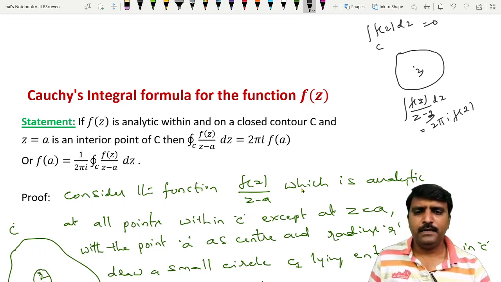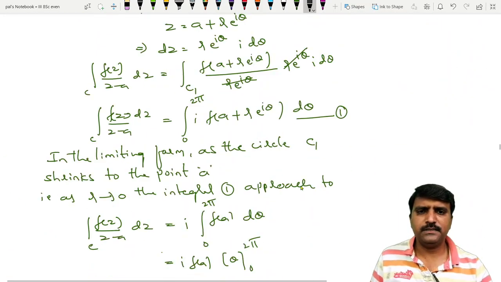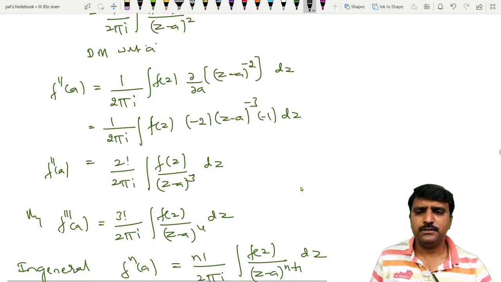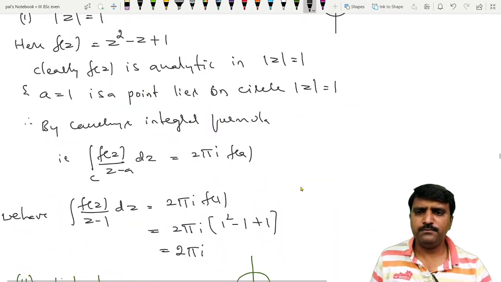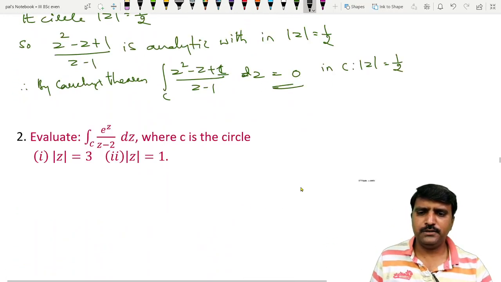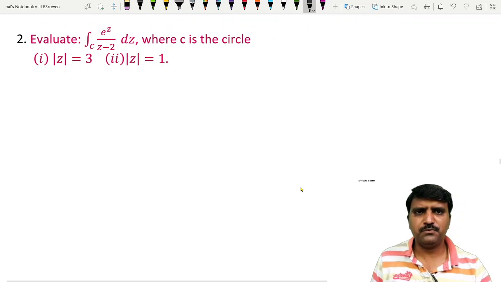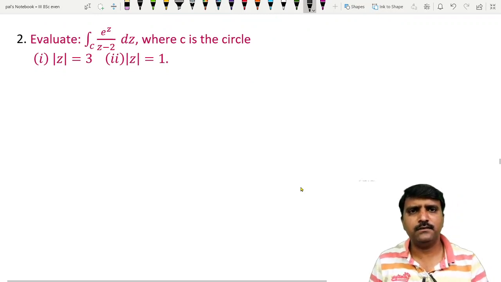By using the same concepts I solved one problem in last class. So in today's session also I would like to continue some more problems on Cauchy's integral formula.